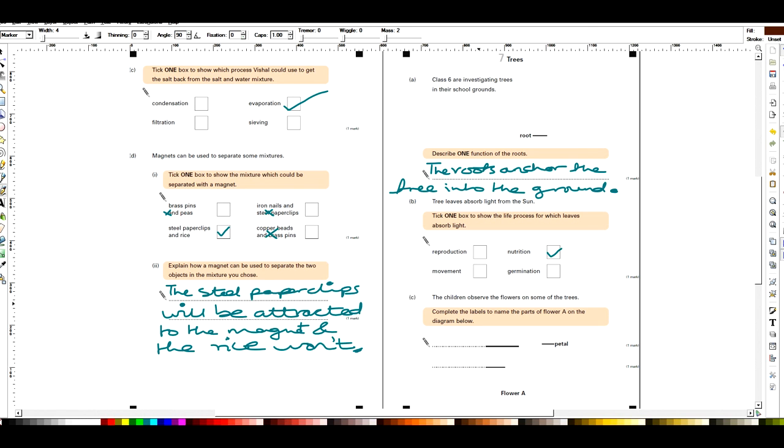Done. The children observe the flowers on some of the trees. Complete the labels to name the parts of flower A on the diagram below. Now, actually, I don't think you can see. Okay, I think there's some printing error there. Misprint. Well, I'll have to tell you what that is actually.